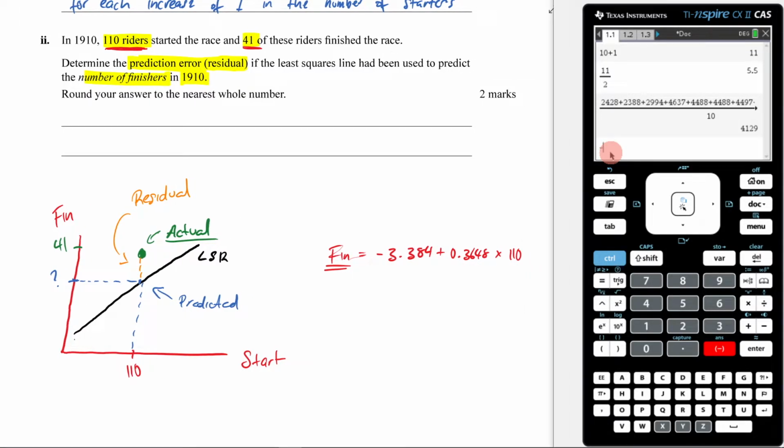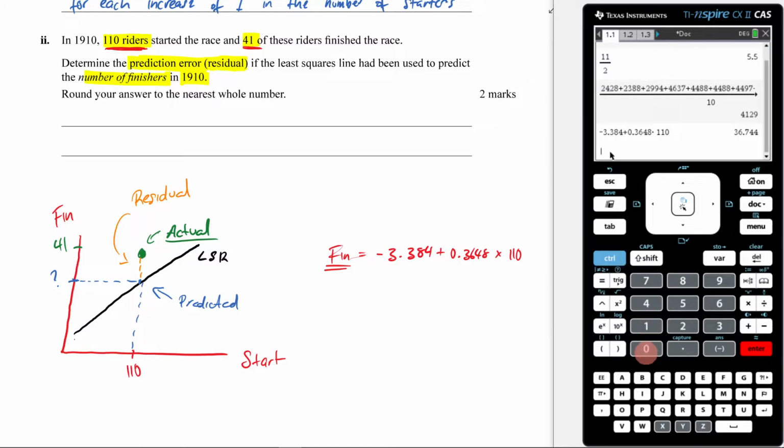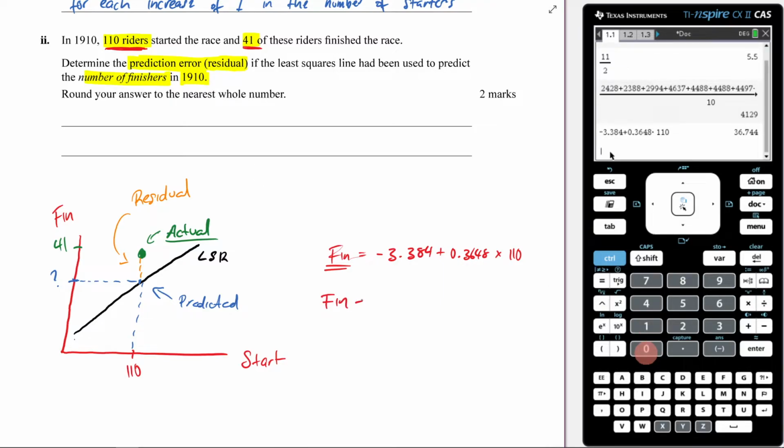So I'm going to go negative 3.384 plus 0.3648 times 110. All right, so that means the number of finishes is going to be 36.744. So if I put in 110, my predicted will be 36.744. That is the point on the least square regression line. It's the predicted value. What I want to figure out is the residual. So that is the error.